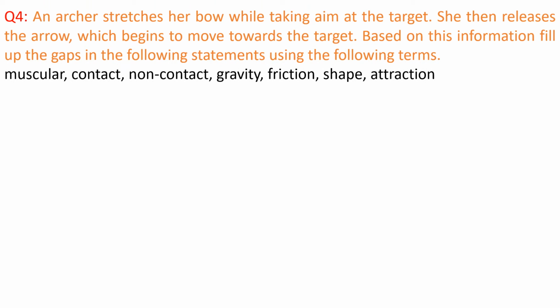So the fourth question is, an archer stretches her bow while taking aim at the target. She then releases the arrow, which begins to move towards the target. Based on this information, fill up the gaps in the following statements using the following terms: muscular, contact, non-contact, gravity, friction, shape, attraction.